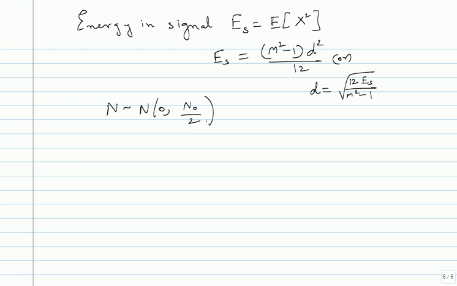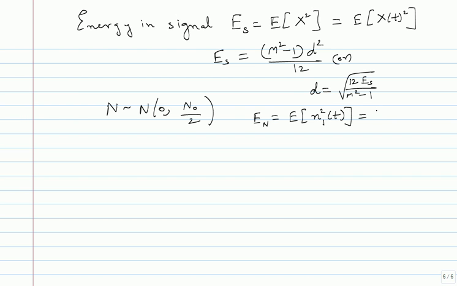If I want to think of the energy in my noise, remember this was the energy of x of t, the expected value of x of t squared. That's how I got to this expected value of x squared. Likewise, the energy in noise has to be the expected value of n squared of t. If you go back and look at the derivation, I will only use n1 of t, which is the projection of n of t on my signal space, and I'll only worry about the expected value of that.